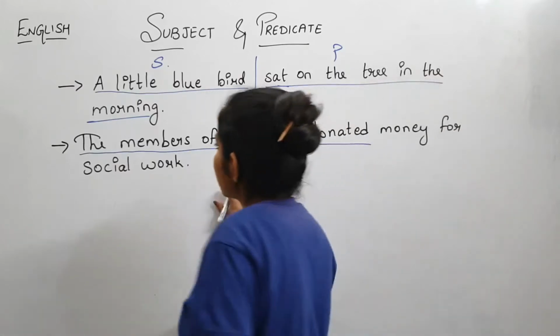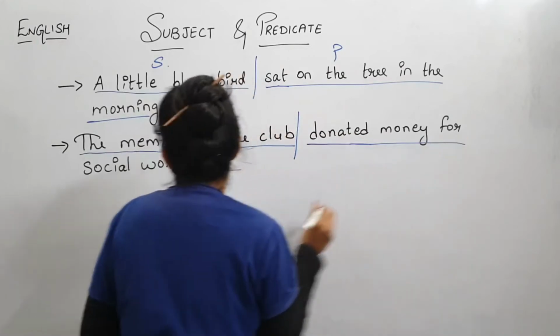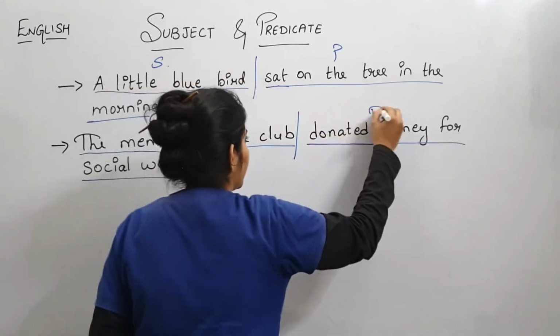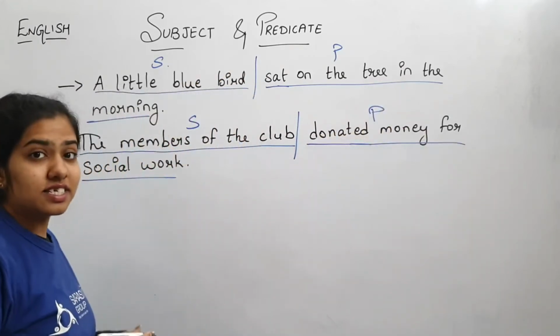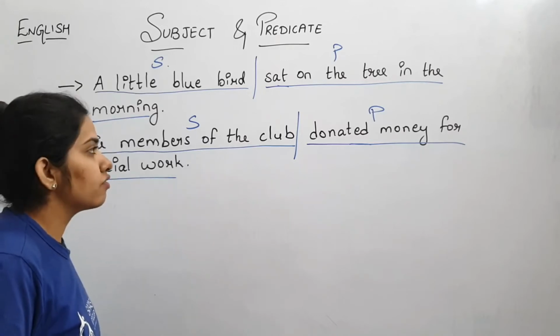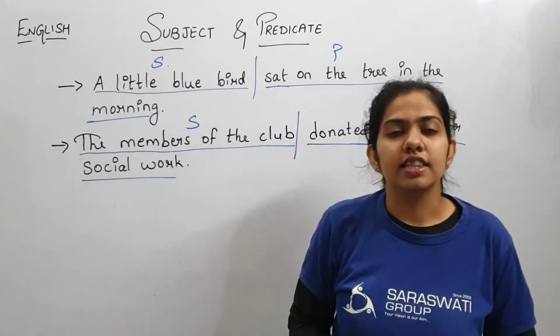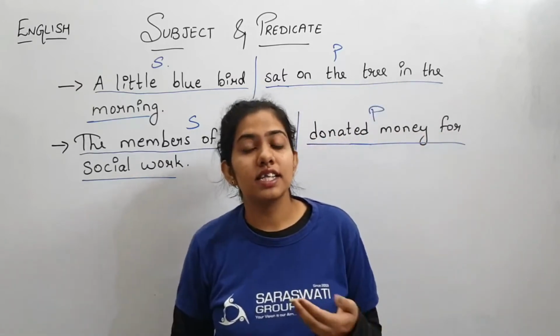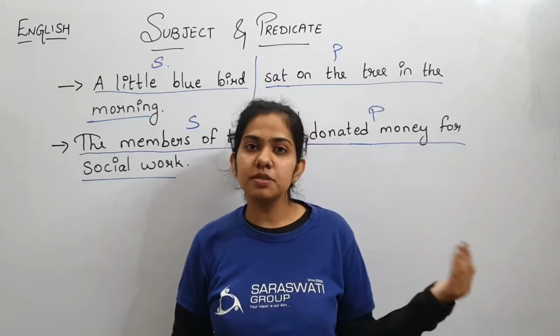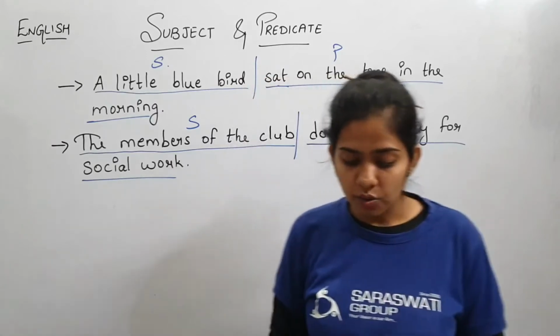So जो हमें answer मिला, that is our subject and the rest part is our predicate part. Isn't it easy to identify? First of all, just identify the verb, then ask the question with the help of the verb, and the answer which you get, that is your subject, and the rest part, that is your predicate. Right? Now the next one.